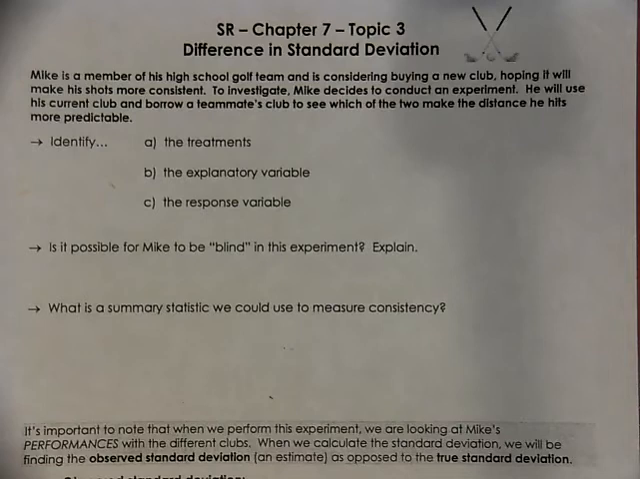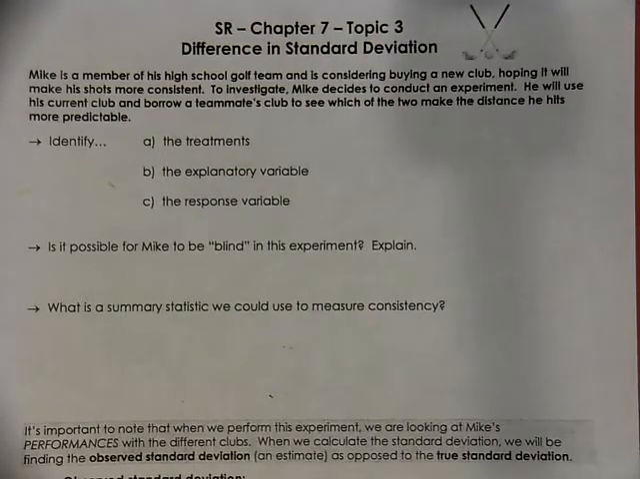Mike is a member of the high school golf team and is considering buying a new club, hoping it will make his shots more consistent. To investigate, Mike decides to conduct an experiment. He will use his current club and borrow a teammate's club to see which of the two clubs make the distance he hits more predictable. So in other words, more consistent.